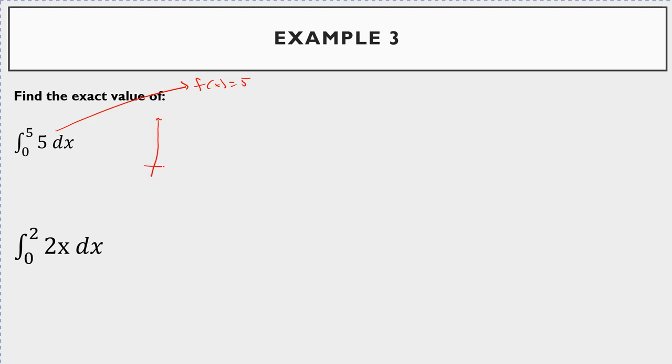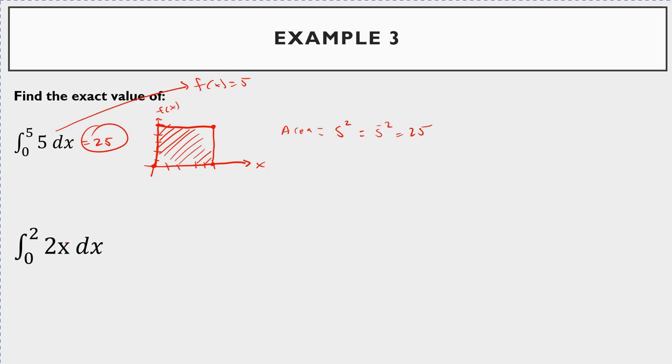So if you were to sketch this, 1, 2, 3, 4, 5, 1, 2, 3, 4, 5. You just have a horizontal line, right? And you want to go from 0 to 5. So you want to find this area here under the curve between these two values, between 0 and 5, and above the x-axis. Well, you just drew a square. So this area is equal to length times width, or side squared. So the side here, 5, would just be 5 squared. It'd be 25.